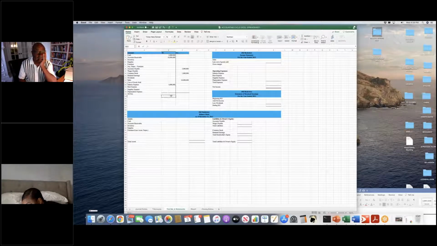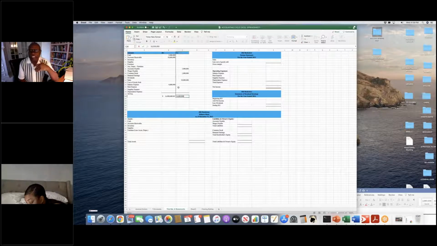So what are our total debits? 16 million. What are our total credits? 16 million. And so now can we do an income statement? Yes. Sales are going to be what? 10 million.